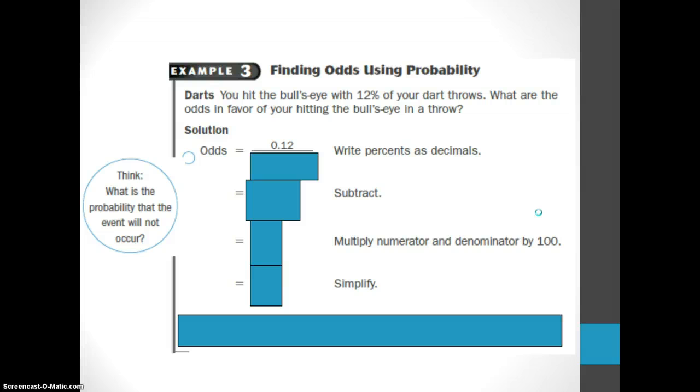We can find odds using probability. You hit the bullseye of a dartboard with 12% of your dart throws. What are the odds in favor of your hitting the bullseye in a throw? This is hitting the bullseye. The percentage that you're not going to hit, because remember this is favorable over unfavorable, is 1 minus 0.12, which is 0.88.